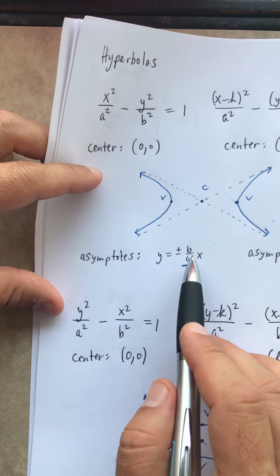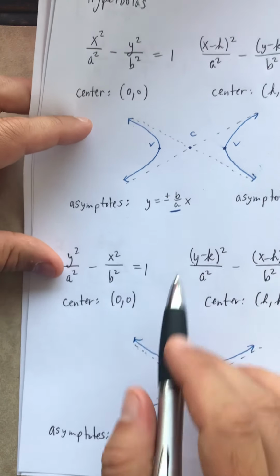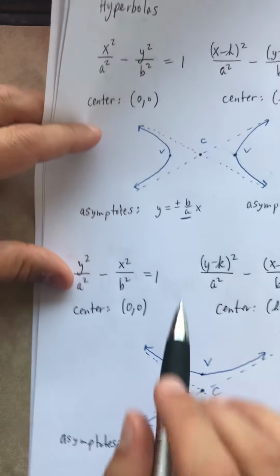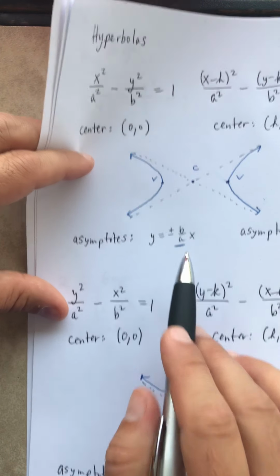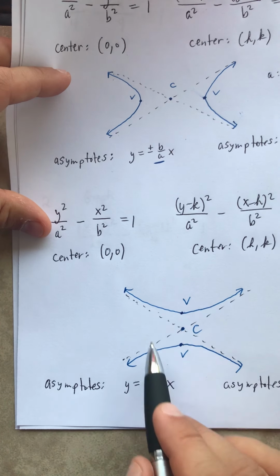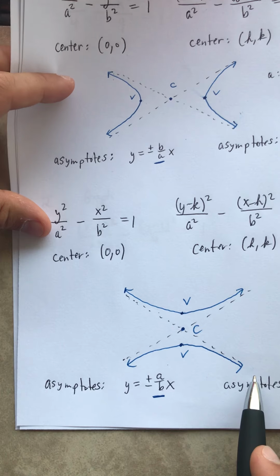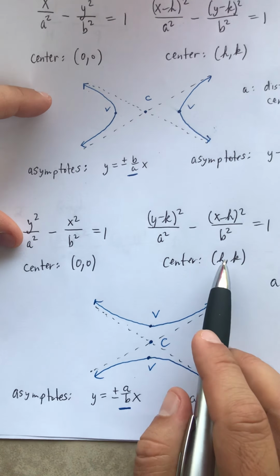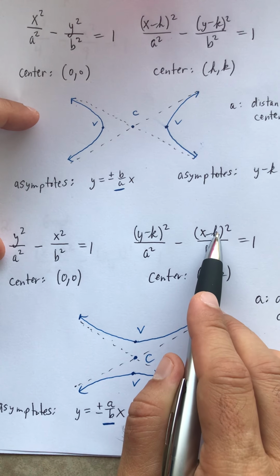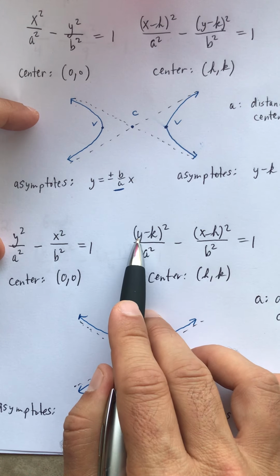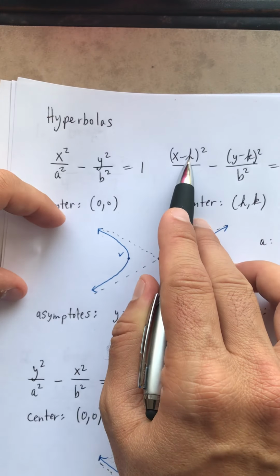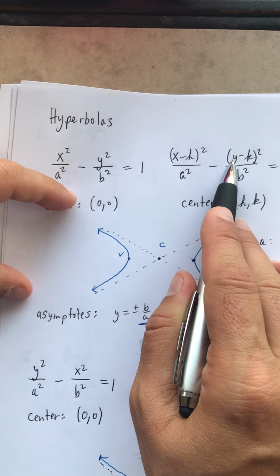All right, so that's the only difference from opening left and right to up and down: the slope. Again, left and right, the slope is b over a. When it opens up and down, the slope is a over b. Positive a over b, and that one's negative a over b. All right. Again, the center is (h, k) over here. h always goes with the x, and k always goes with the y. Don't get that confused. Over here, again, h goes with the x, k goes with the y.